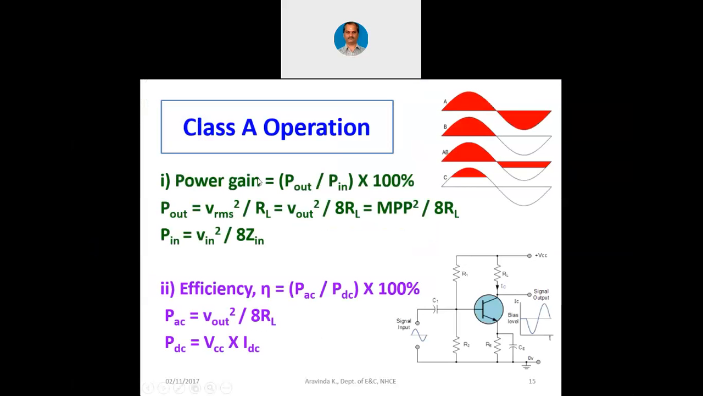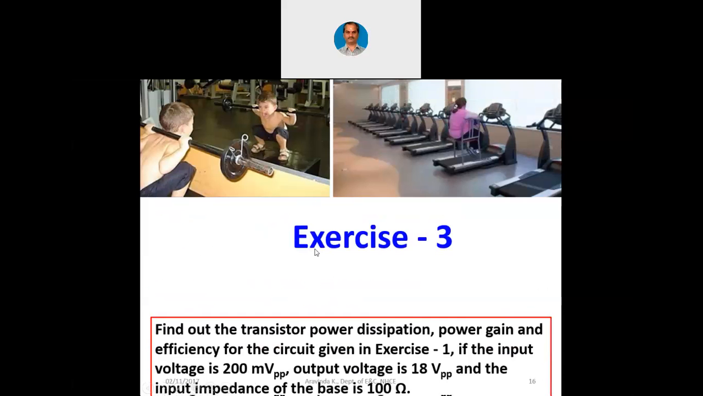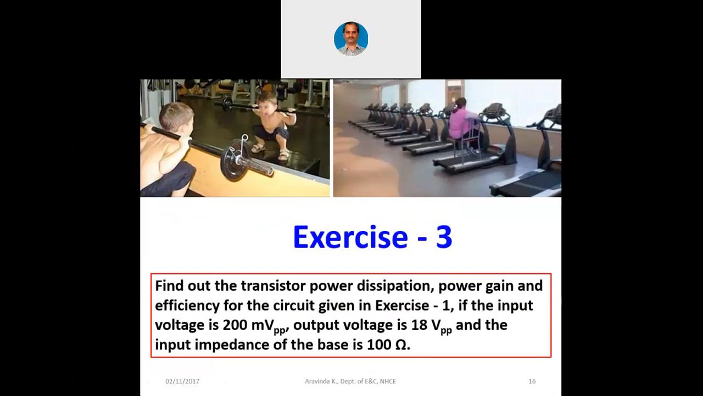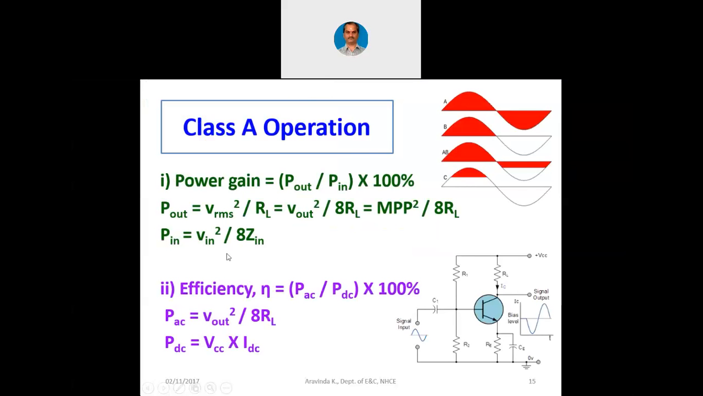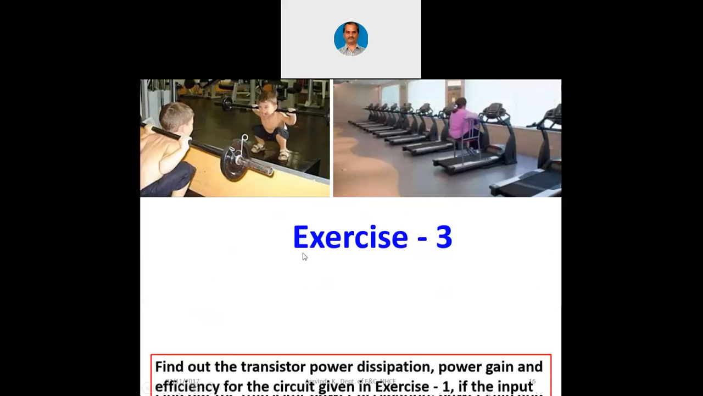Power gain is P out by P in. P out is V rms square divided by RL, that is V out square by 8RL. P in is V in square by 8 Z in. You know the value of Z in now. Z in is 100 ohms, output voltage is 18 volts, and input voltage is 200 millivolts.